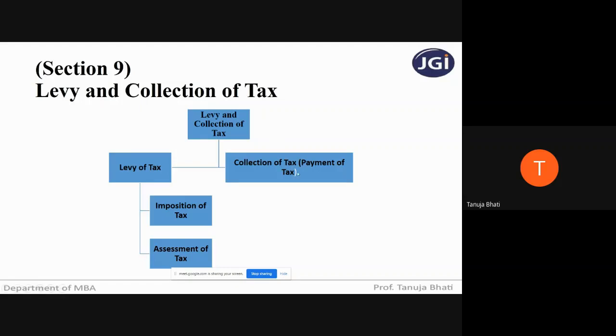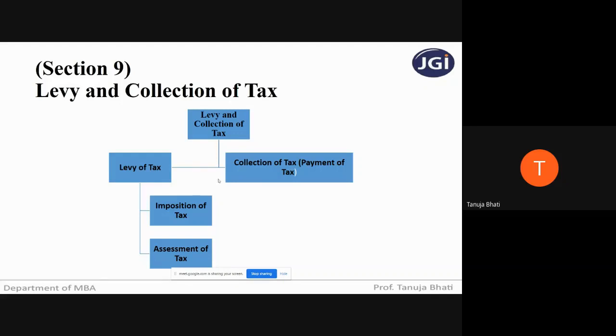Secondly is collection of tax. Now, what do you mean by collection of tax? Usually there is a service provider and service receiver, or there is a supplier and the recipient. So usually the supplier collects the tax from the customers. But this collection of tax is not that. This collection of tax is the collection or payment of tax to the governmental authorities, to the respective GST authorities. You have to pay the tax.